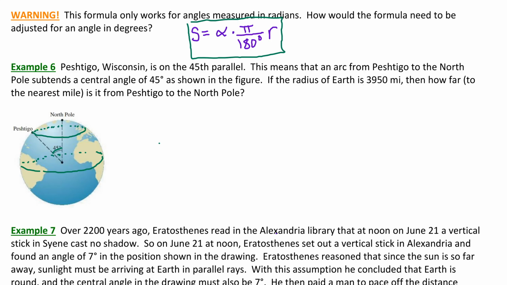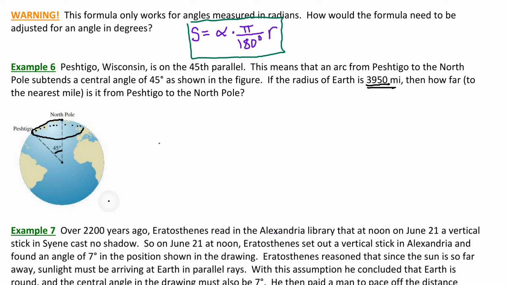Example 6. Peshtigo, Wisconsin is on the 45th parallel. This means that an arc from Peshtigo to the North Pole subtends a central angle of 45 degrees as shown in the figure. So if Peshtigo is on the 45th parallel, and we're talking about latitude here, then the angle that subtends the arc from the North Pole to Peshtigo is this 45 degree angle. If the radius of the Earth is 3,950 miles, and we're going to use that measurement quite a bit in this class, then how far to the nearest mile is it from Peshtigo to the North Pole?